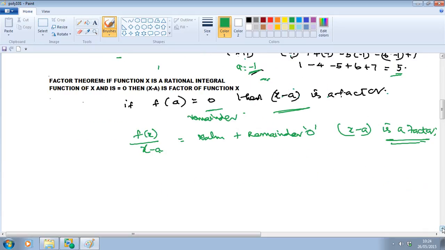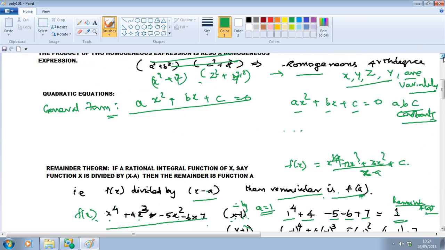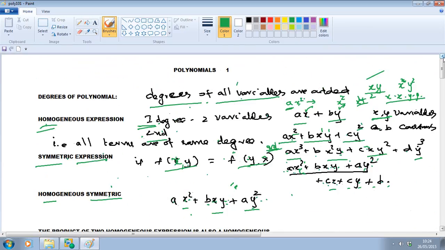So we have seen some of the basic functions of polynomial, different types. We have to remember the difference between homogeneous and symmetric, and how to judge the degree of a polynomial. So please repeat this lesson until you understand the basic concept.